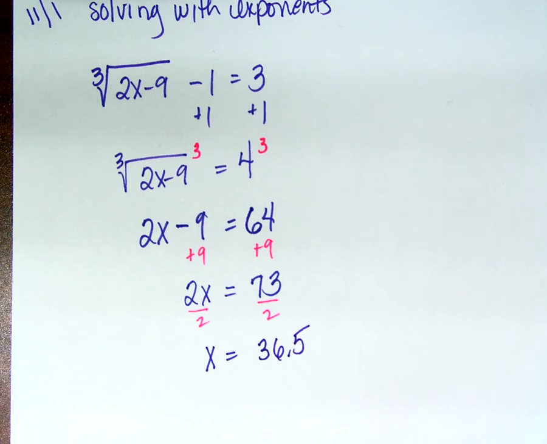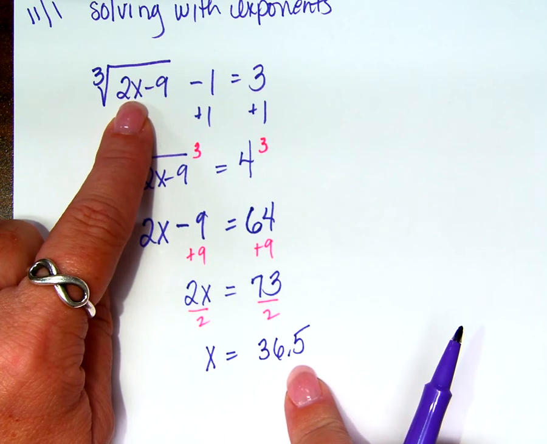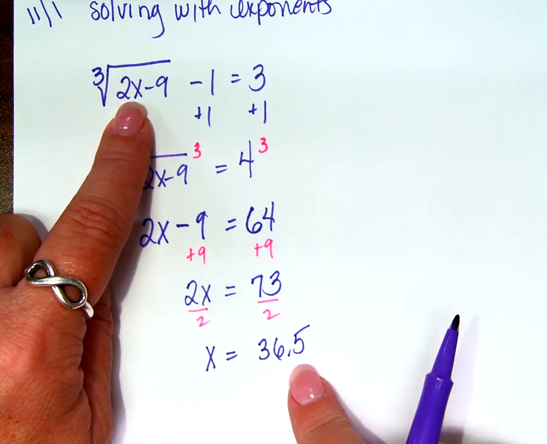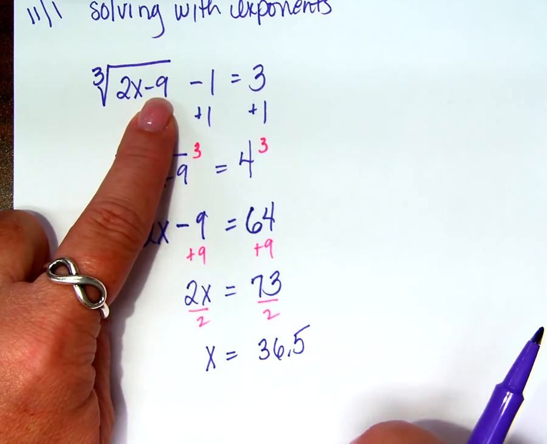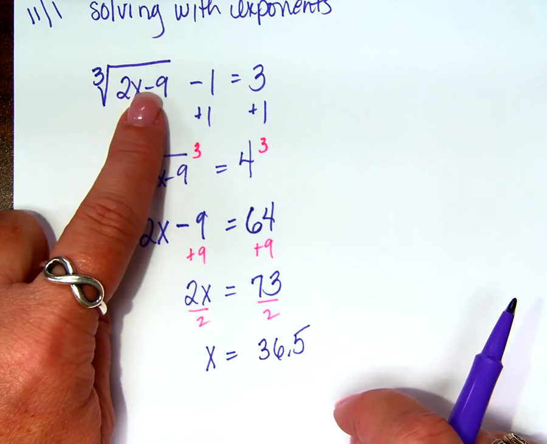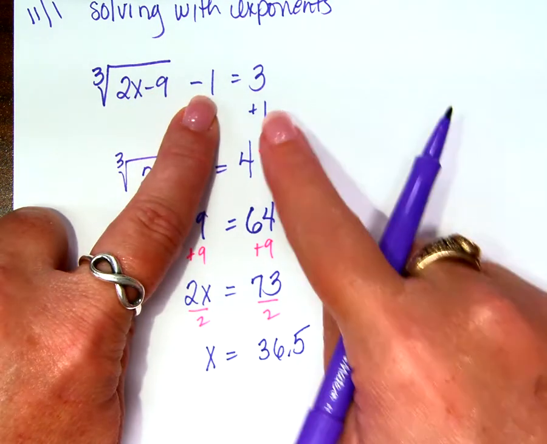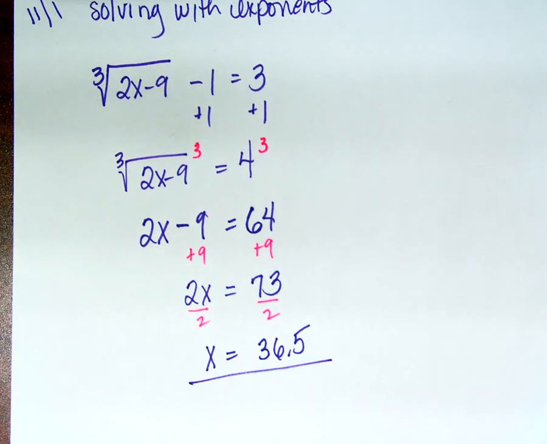How do we know for sure if it's the right answer? Plug it in. Okay. So 2 times 36.5. If we just had 73 divided by 2 and we got 36.5. Okay, so 73 minus 9, 64. What's the cube root of 64? 4. 4 minus 1. Oh, does 3 equal 3? Genius. We good?